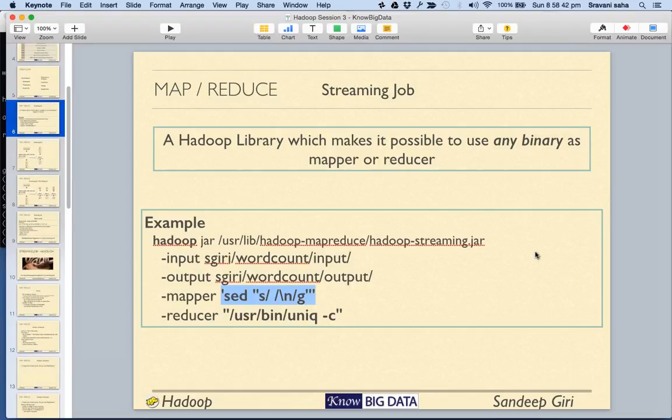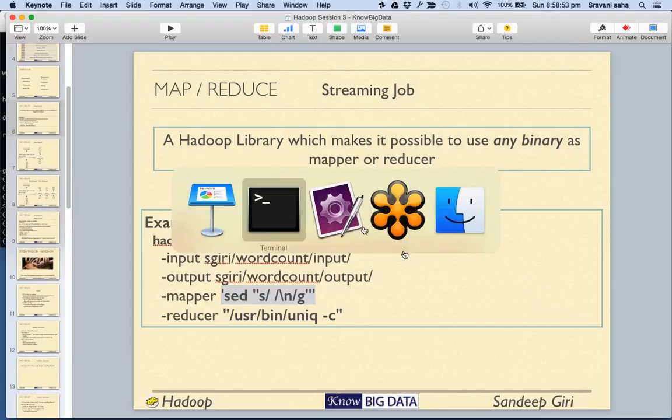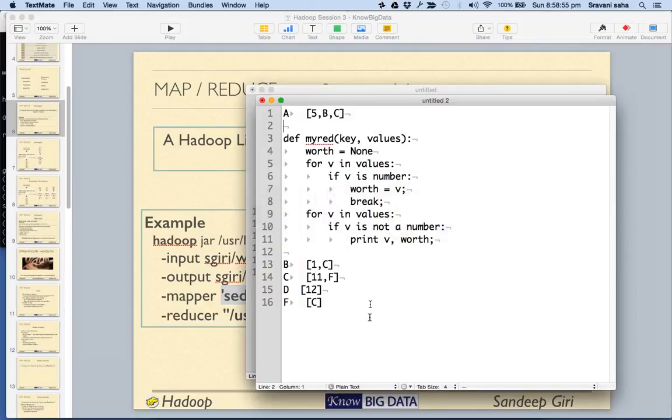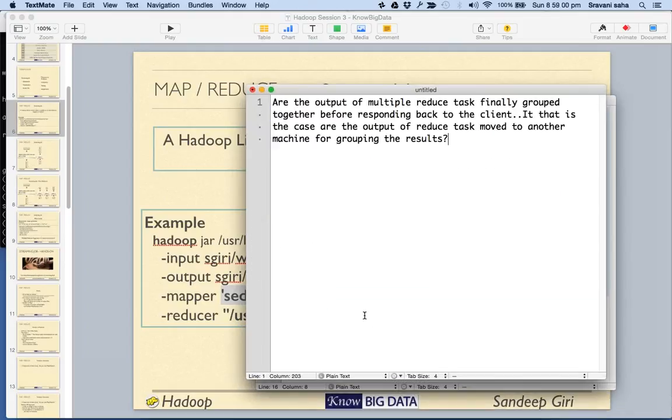All right. Now, a question from Basant is: are the outputs of multiple reduce tasks finally grouped together before responding back to the client? This is a very good question. So let me put it here. Yeah. So a quick answer is a capital no.